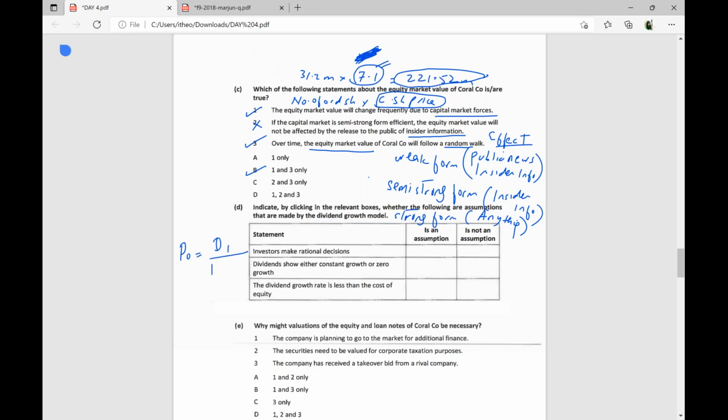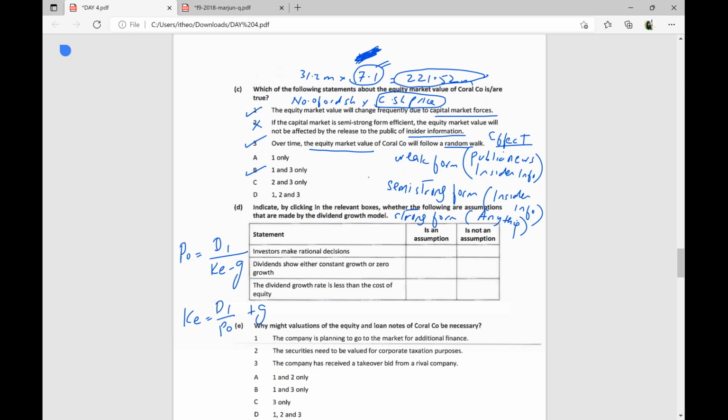Dividend growth model formula is this. P naught is equal to D1 upon K minus G. And in weighted average cost of capital, the formula of K is D1 over P naught plus G. It's just rearranging, right? If you need to find P naught share price, it's D1 upon K minus G. And if you need to find KE, it's D1 over P naught plus G. So identify by clicking in the relevant boxes whether the following are assumptions that are made by DVM.